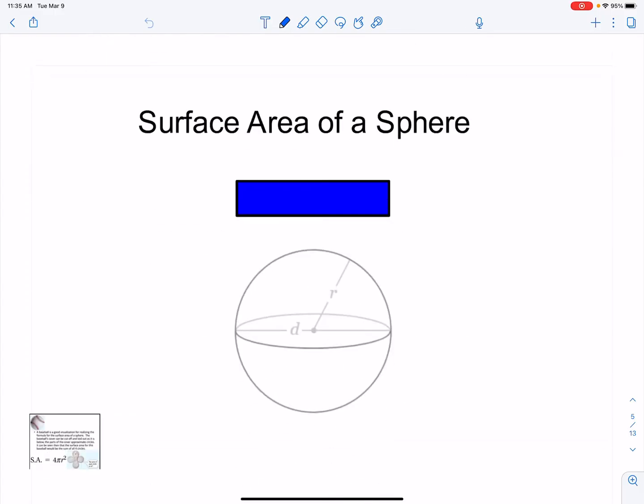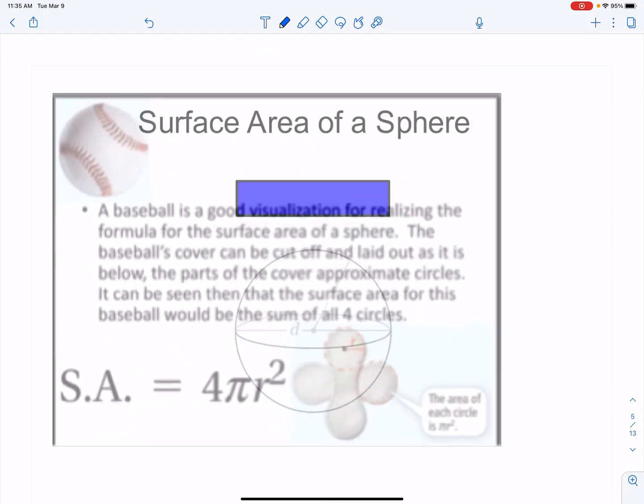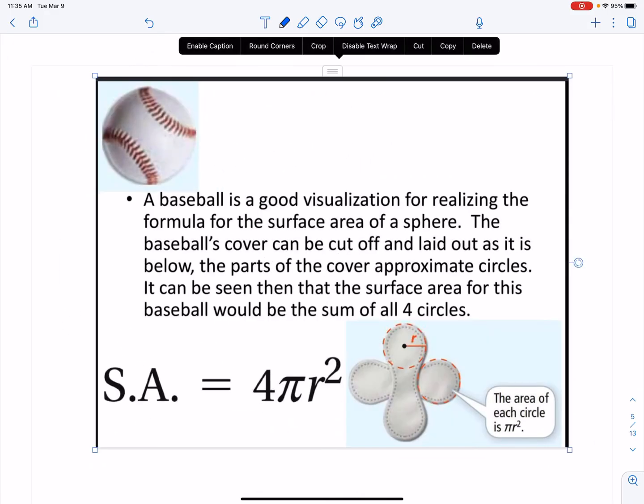So to find the surface area of a sphere, how would I do that? Well, if we were to look at this particular shape right here that I'm going to pull up, it is that of a baseball. It says a baseball is a good visualization for realizing the formula for the surface area of a sphere. The baseball's cover can be cut off and laid out as it is below. The parts of the cover approximate circles. It can be seen then that the surface area of this baseball would be the sum of all four circles.